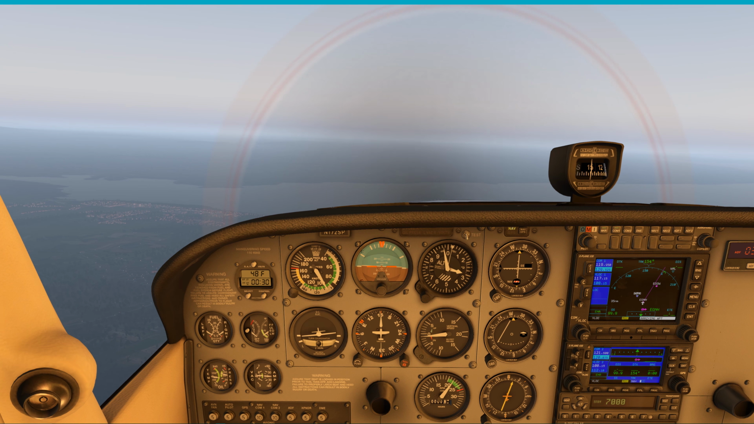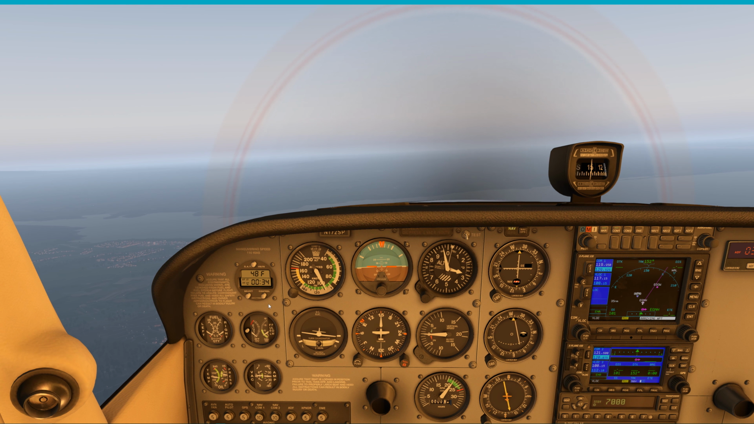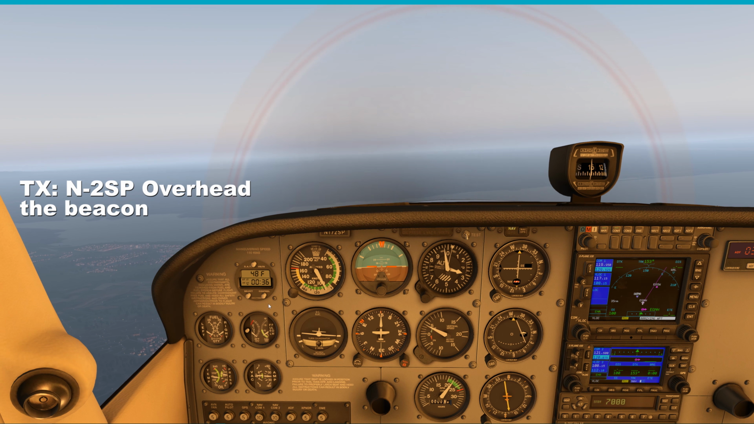The needle will now kick over as we go over the beacon. We'll carry on now for 15 seconds and set the timer. After 15 seconds, we'll do a rate 1 turn onto 273 degrees.